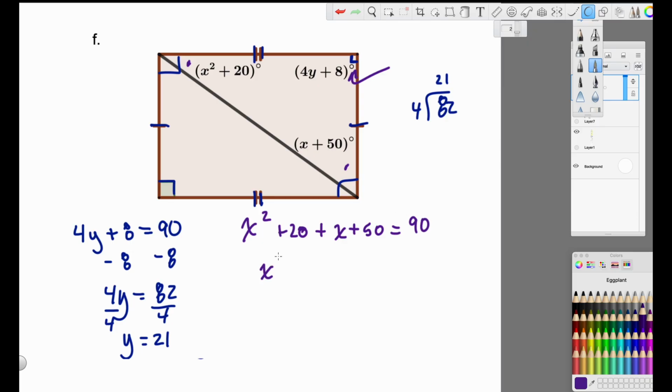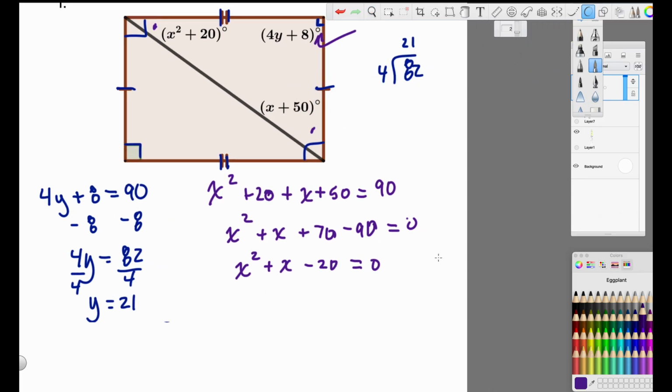So I've got an x squared and an x term here, so this means we got a quadratic. So I'm going to subtract this 90 over here. And so I've got x squared plus x minus 20 equals 0. And now we need to find the factors of negative 20 that add to 1, because that's the coefficient in front of x there. Okay, and the factors are 5 and negative 4.